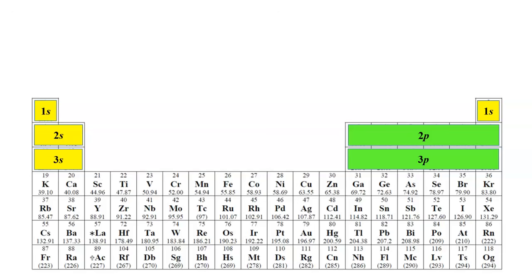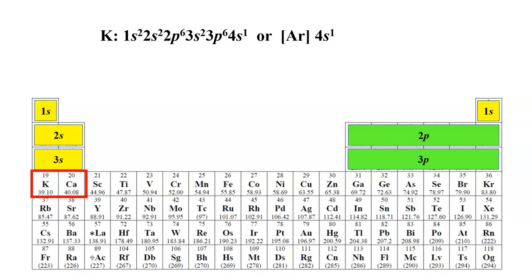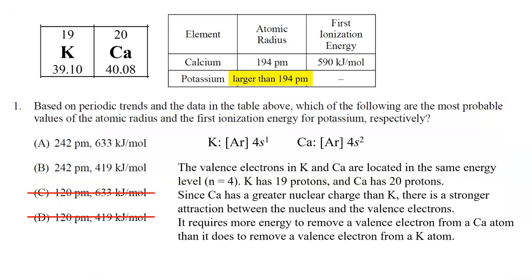Let's take a look at the electron configuration for potassium and calcium. So the electron configuration would be 1s2, 2s2, 2p6, 3s2, 3p6, and then finally 4s1 for potassium or 4s2 for calcium. So the valence electrons for both potassium and calcium are located in the same energy level, a 4s orbital or level 4. Potassium has 19 protons and calcium has 20 protons.